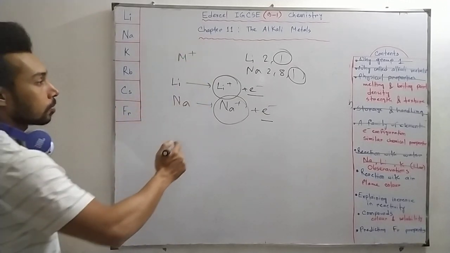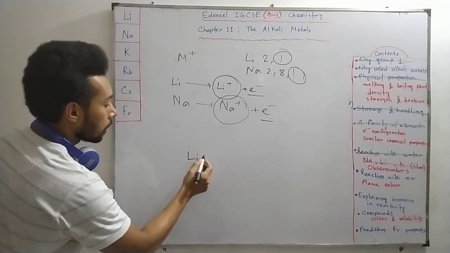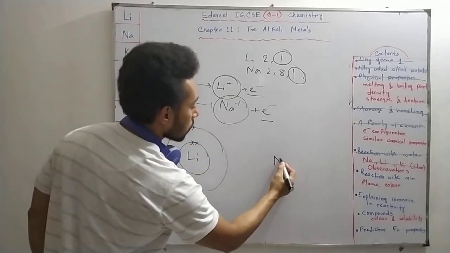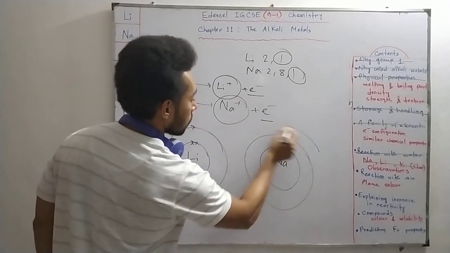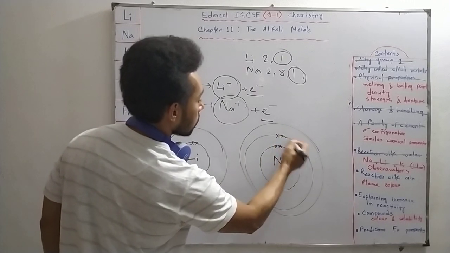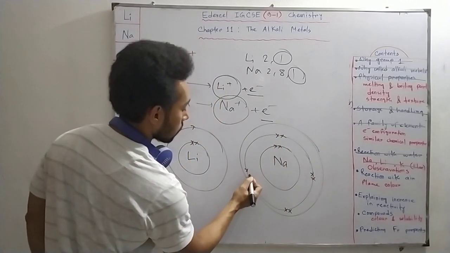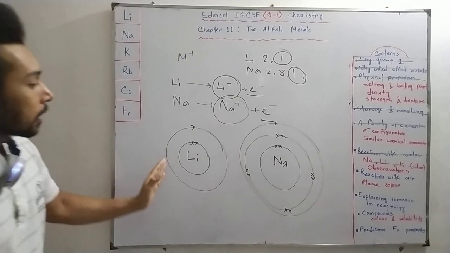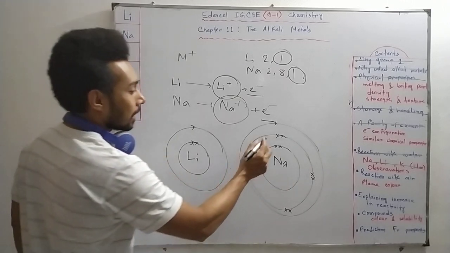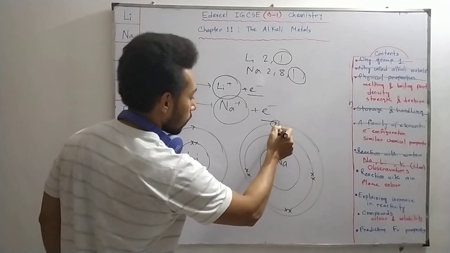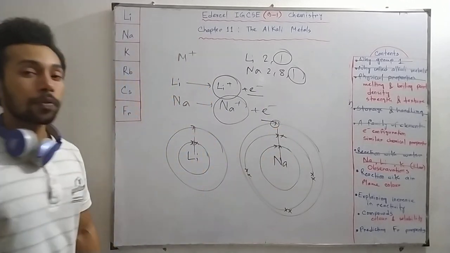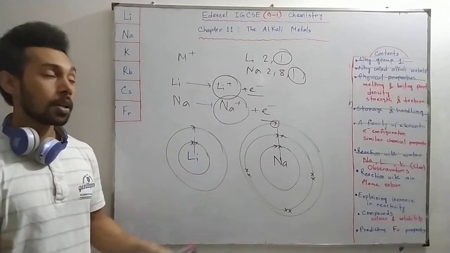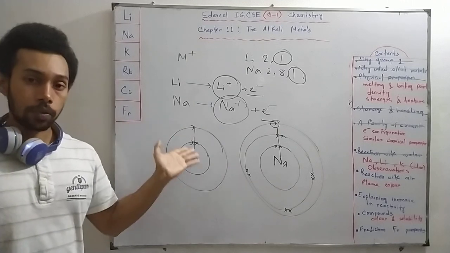As you go down the group, lithium, if you look at the dot and cross diagram, sodium, as you go down the group, the atoms are becoming bigger. So the outer electron is further from the nucleus, therefore less strongly attracted, and that's why more easily lost. That's why down the group reactivity increases.